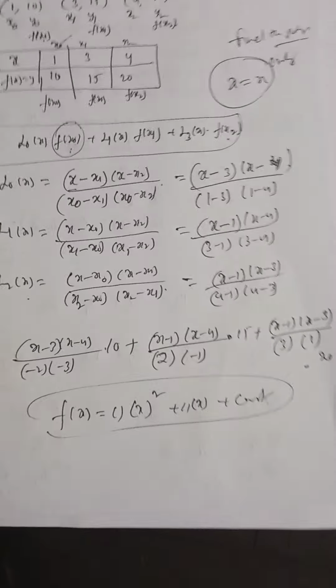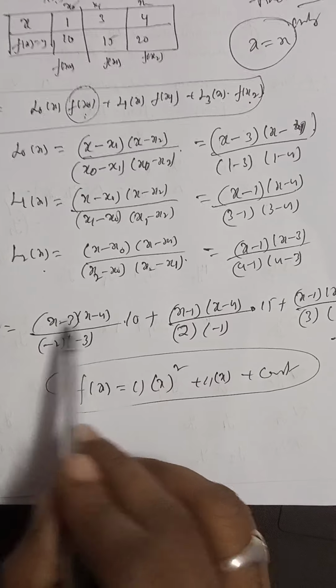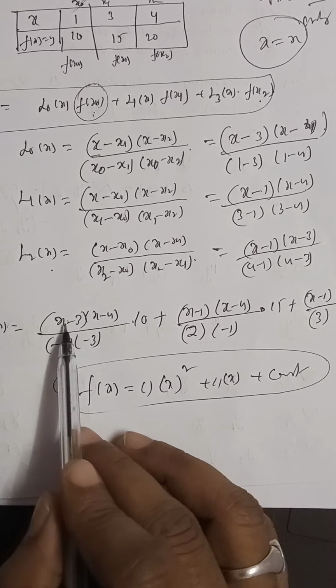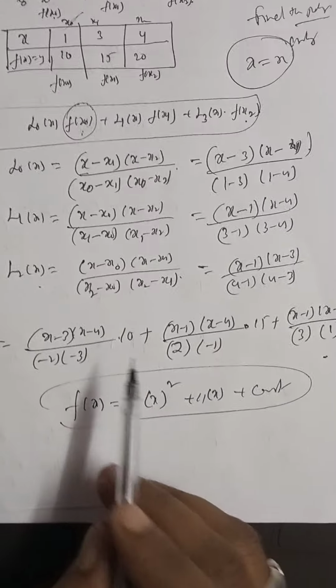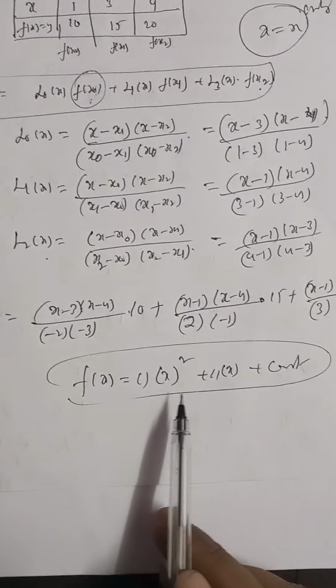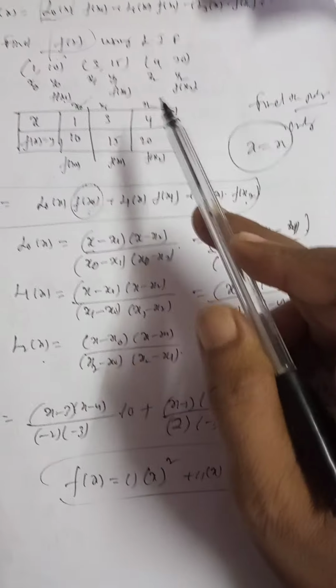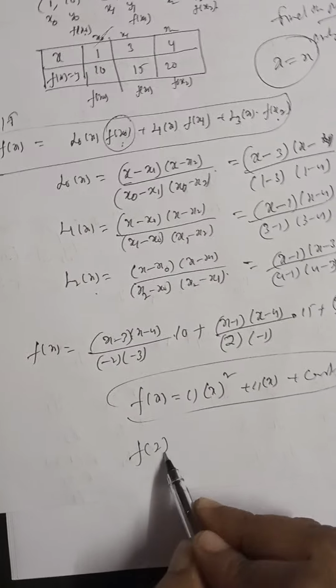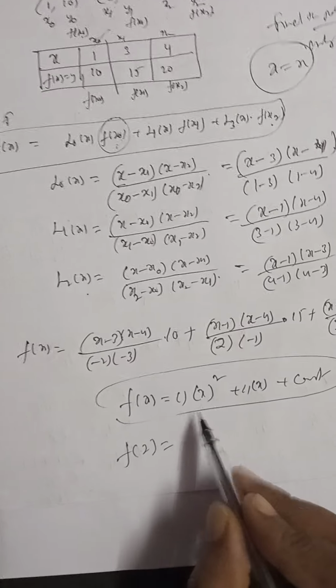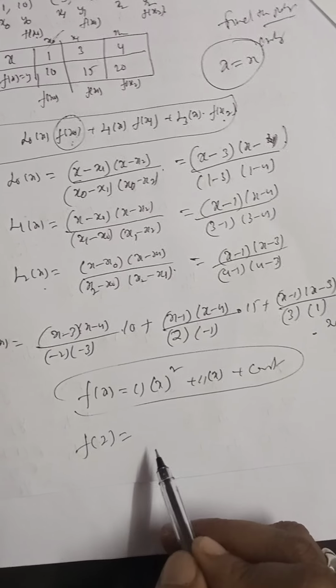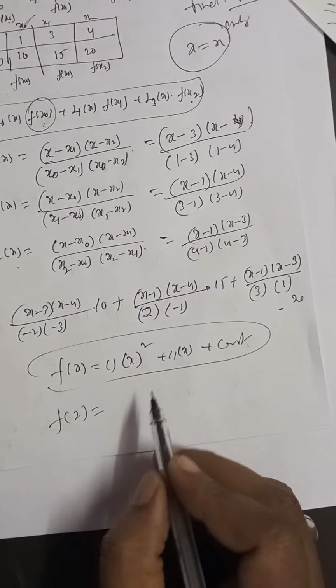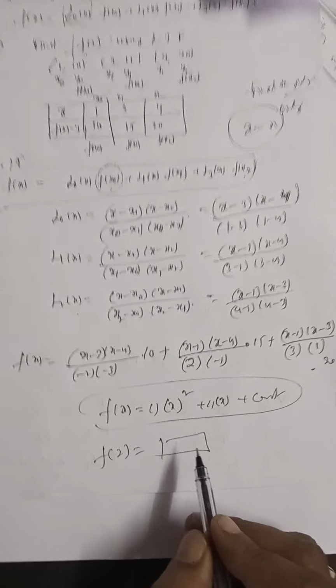Why are we getting a quadratic equation, sir? Here there are two factors, so if you multiply them, you will get x square. That's why we get a quadratic equation. You will get a polynomial in x which satisfies the given data. Now after getting f of x, you can find f of 2. That means in the place of x, replace x by 2. If you simplify this, you will get the answer, f of 2 is equal to something.